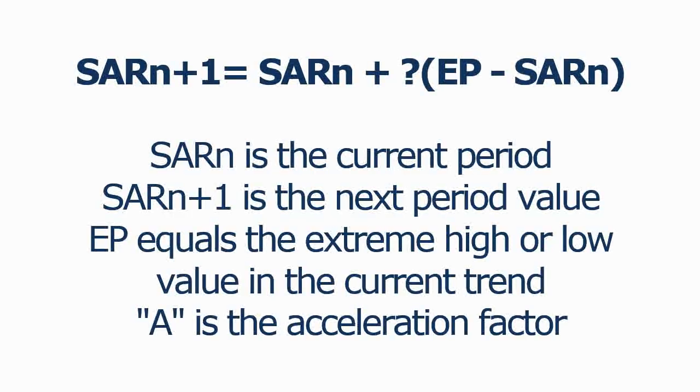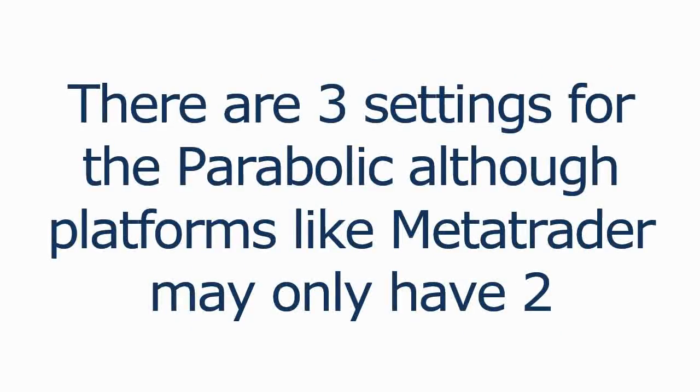SAR n is the current period. SAR n plus 1 is the next period value. EP equals the extreme high or low value in the current trend, and A is the acceleration factor. There are three settings for the SAR that you can customize, although some platforms like MetaTrader only have two.